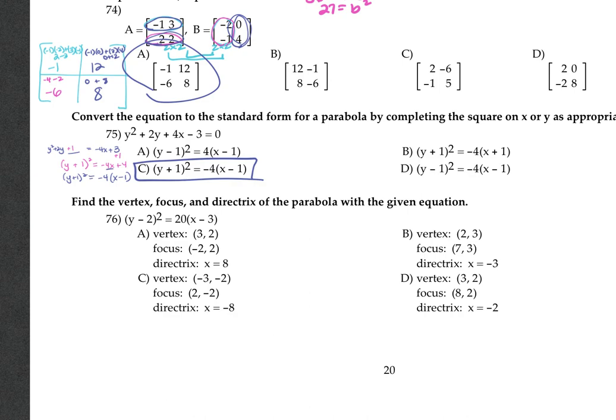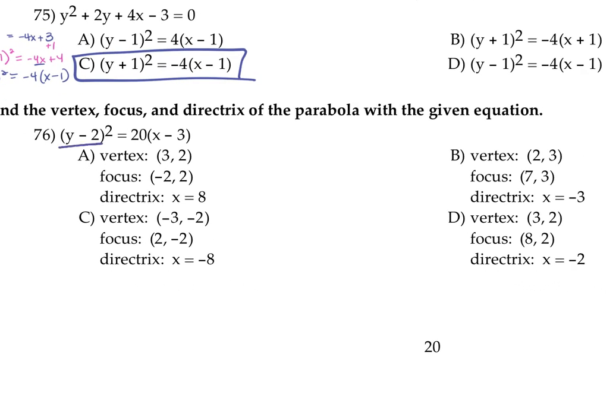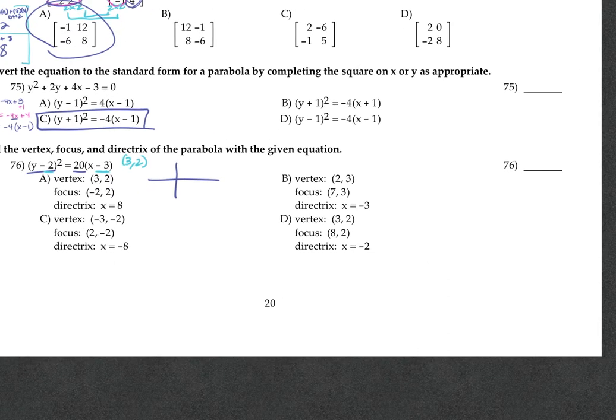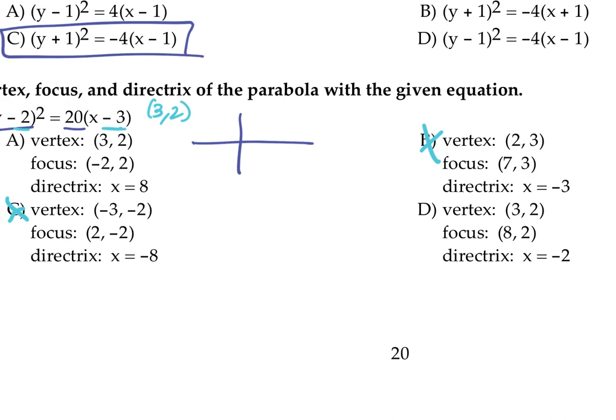76 says find the vertex, focus, and directrix of the parabola with the given equation. It's a y squared with a positive 4p, so it's going to face the right. My vertex would be the opposite of what follows x, so 3, opposite of what follows y, 2. Already that rules out B and C.